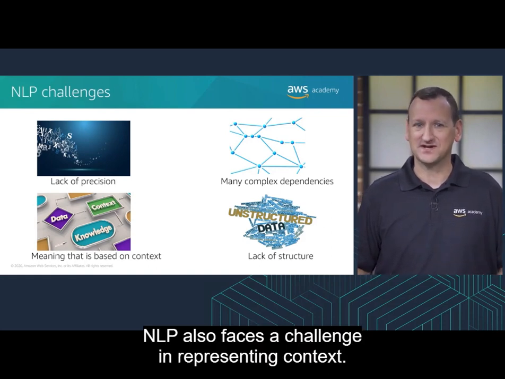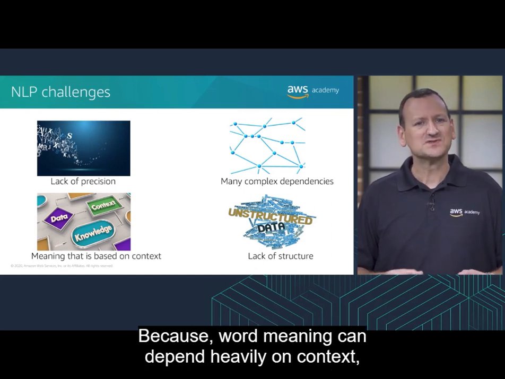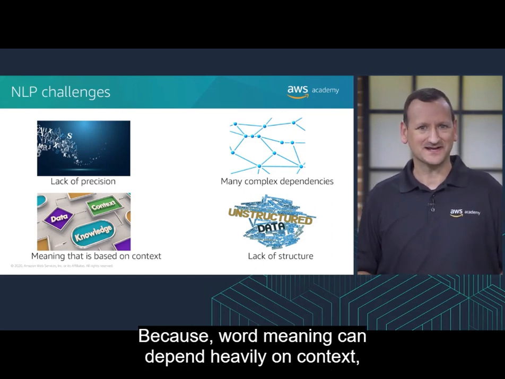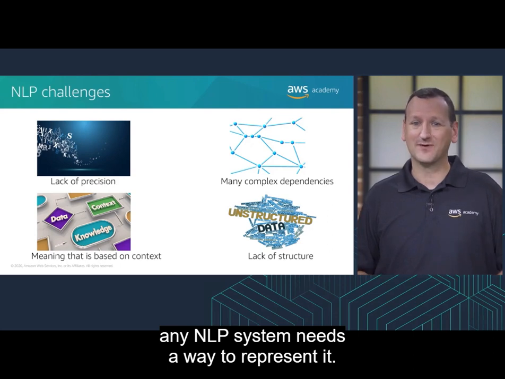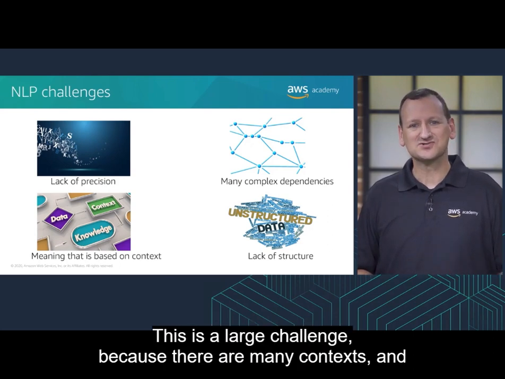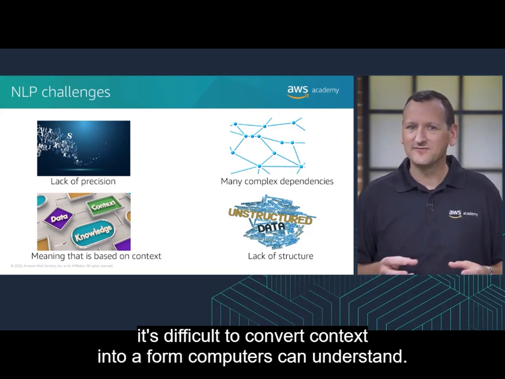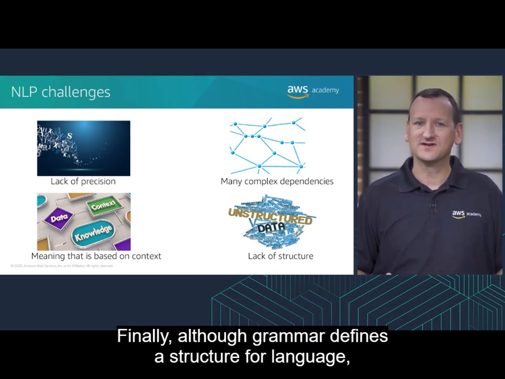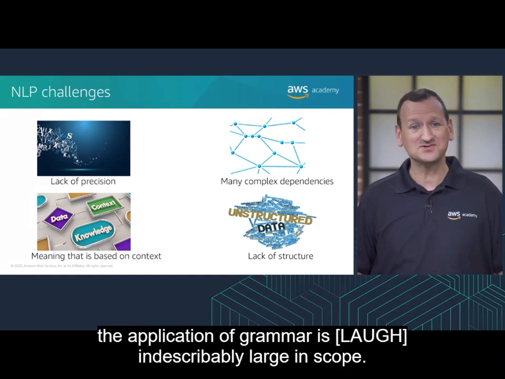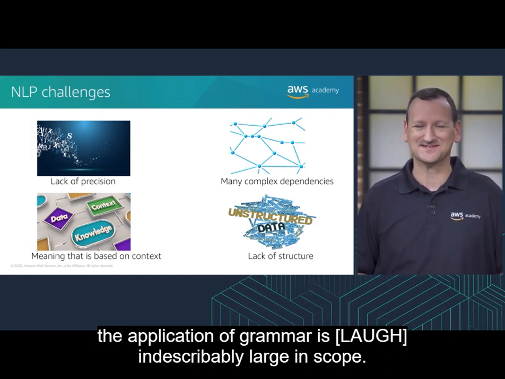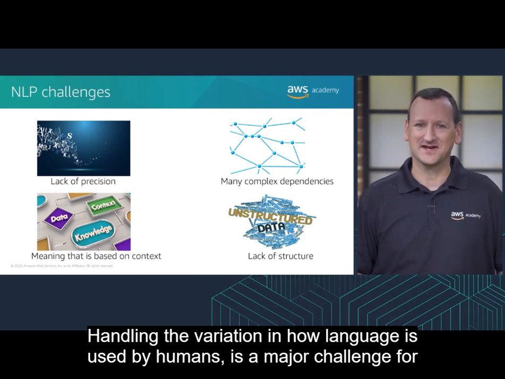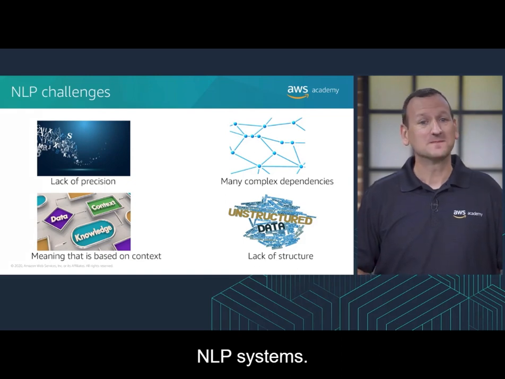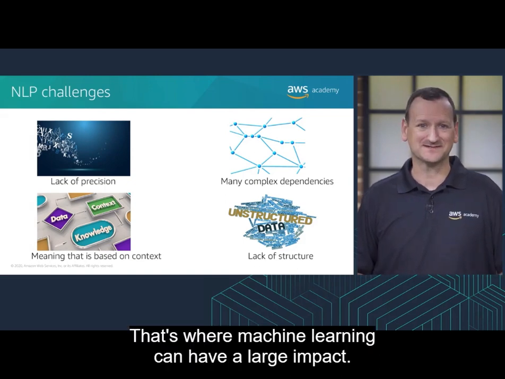NLP also faces a challenge in representing context. Because word meaning can depend heavily on context, any NLP system needs a way to represent it. This is a large challenge because there are many contexts, and it's difficult to convert context into a form computers can understand. Finally, although grammar defines a structure for language, the application of grammar is indescribably large in scope. Handling the variation in how language is used by humans is a major challenge for NLP systems. That's where machine learning can have a large impact.